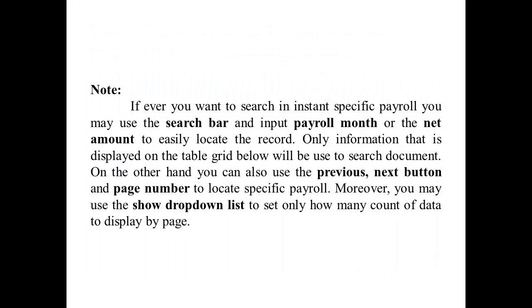Note: if you want to search a specific payroll, you may use the search bar and input the payroll month or the net amount to easily locate the record. Only information that is displayed on the table grid below will be used to search documents. On the other hand, you can also use the Previous and Next buttons and page number to locate a specific payroll. Moreover, you may use the Show drop-down list to set how many data to display per page.